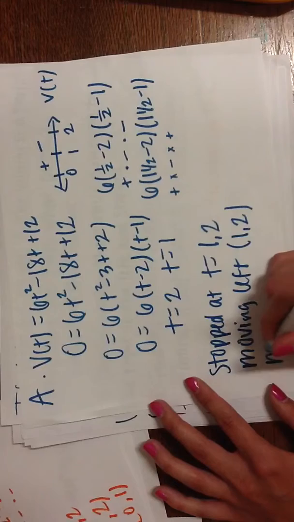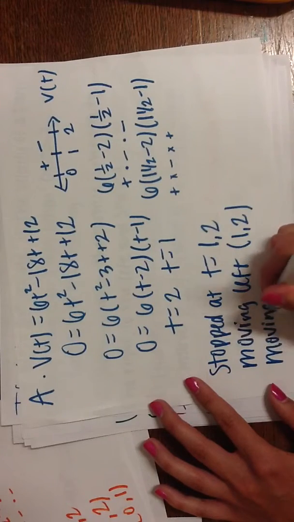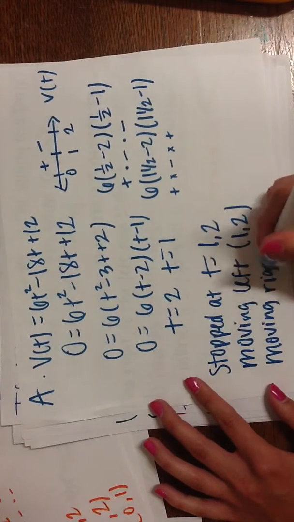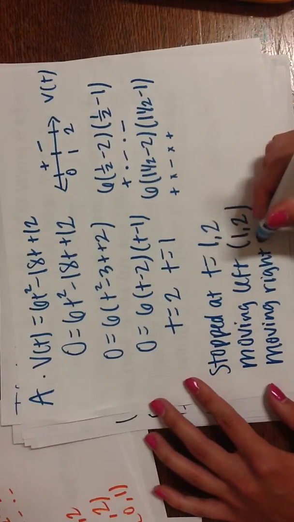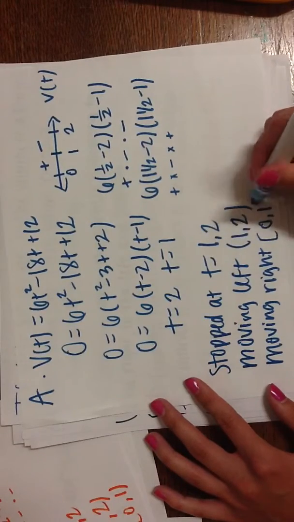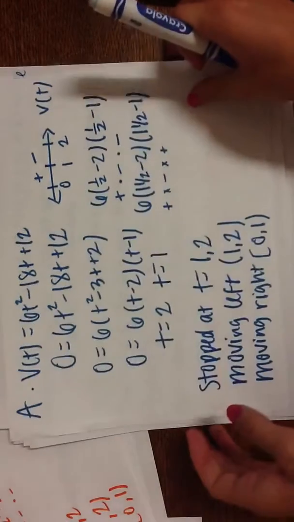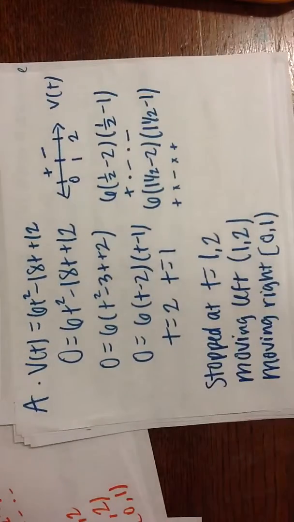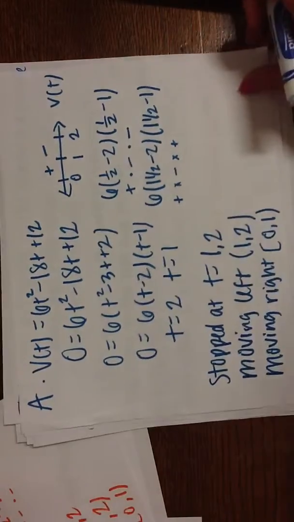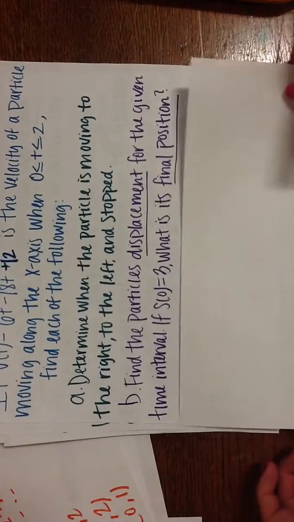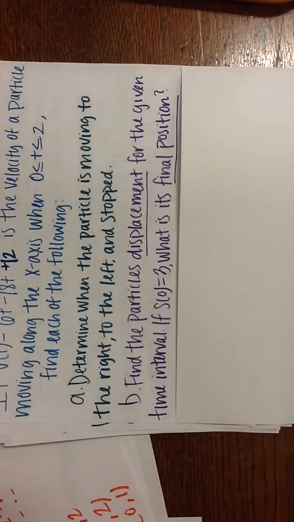And last, the particle is moving right from the interval 0 to 1, where the velocity is positive. So that is it. That sums up A. Now, we will consider part B. Find the particle's displacement for the given time interval.